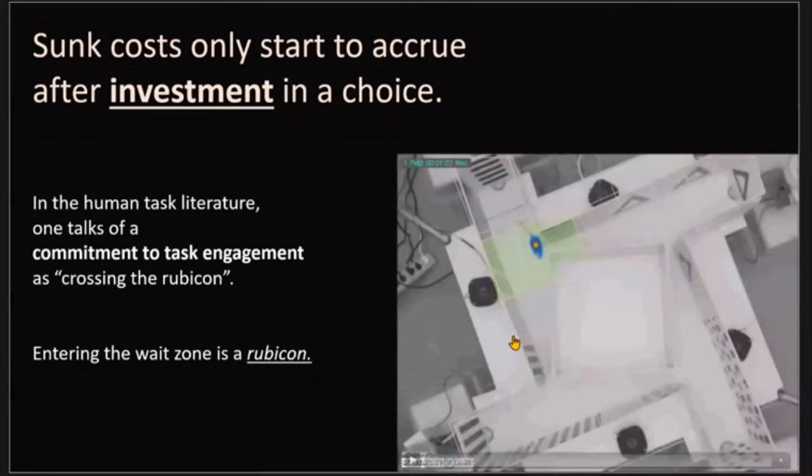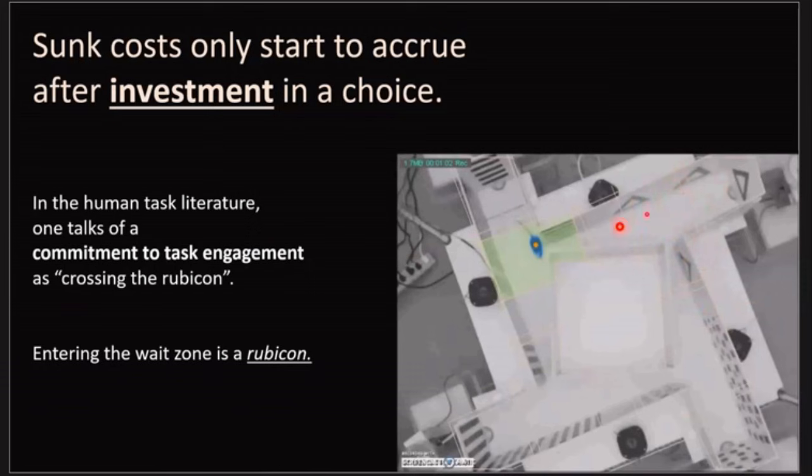But this is a mouse. It's gonna come up here. This is gonna enter the offer zone. This is the offer zone right here. It's going to enter the offer zone. You're going to see it dither and deliberate for a long time and then hesitate. This is the wait zone right here.